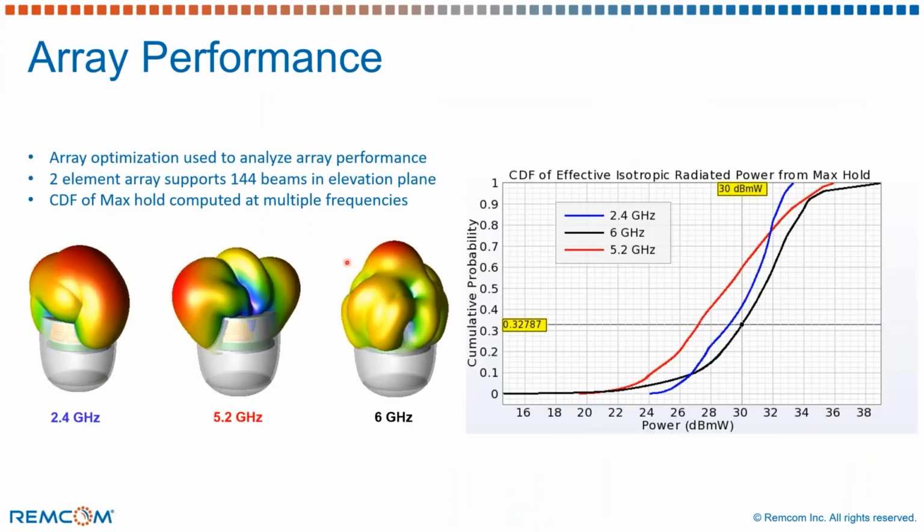And as per the array performance, we are using array optimization here as well. The different directions that we provided utilize two elements together to form an array, and we are generating 144 beams in the elevation plane. This is how the max hold patterns for these three different frequencies look. And plotting the cumulative distribution function for these three frequencies would yield the plot on the right.